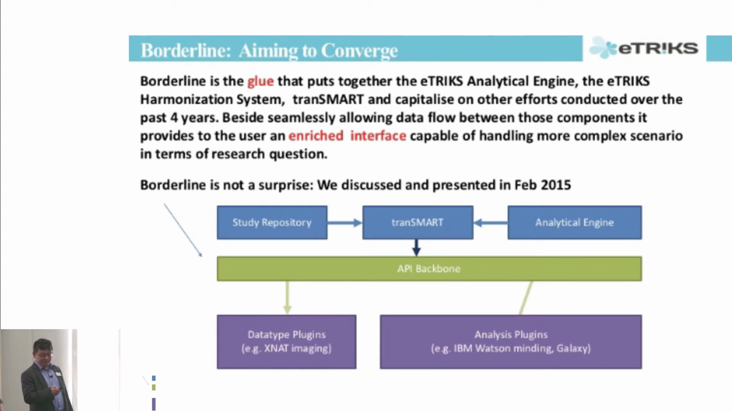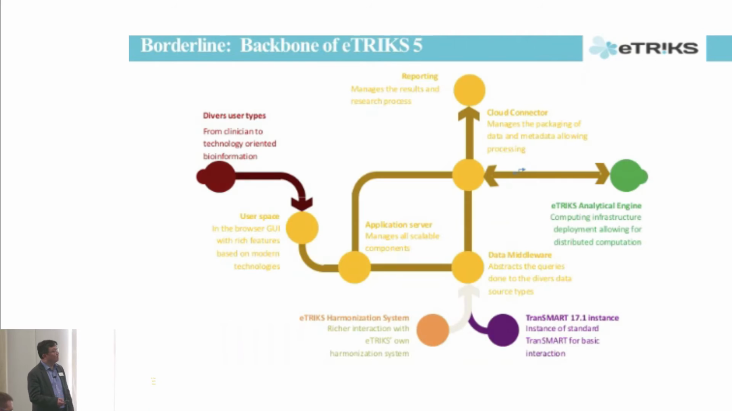This idea is not new, right? It's not a surprise. We proposed this in February 2015. This is the exact picture I copied. The only thing different is we just changed the wording, starting the prototype with EHS. Apart from that, it's pretty much the same. And we call this API backbone Borderline. That's the only thing. So we pretty much delivered what we promised along the way.